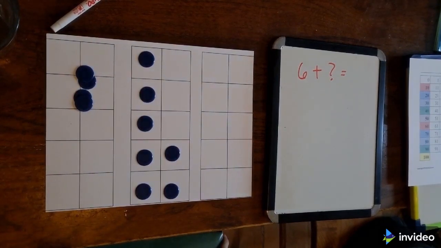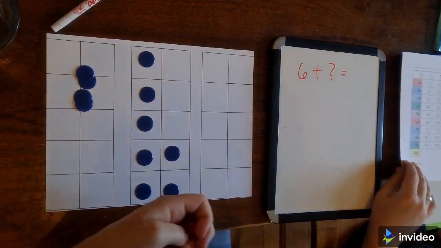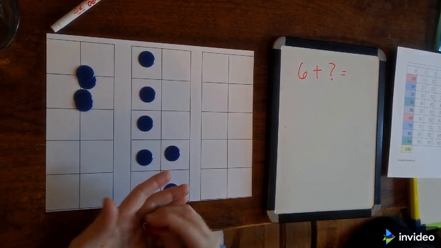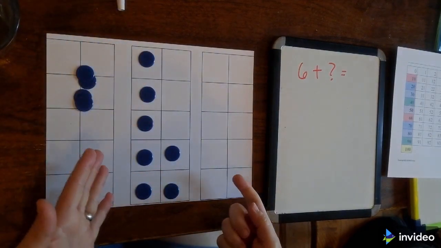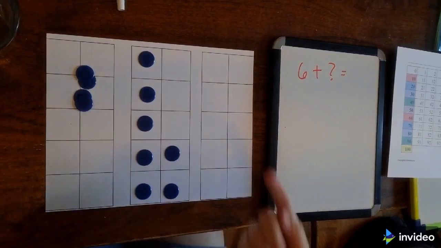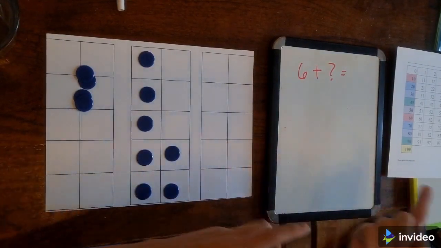This video is about the go to the 10 strategy, for which you use 10 frames, and you can use your hundreds chart as well. Essentially, it's having students always go to the 10 when they're doing addition and subtraction: go to the nearest 10 and then add what's left.